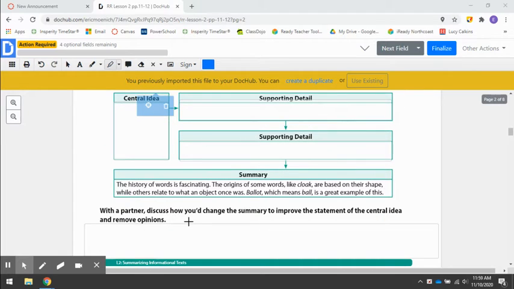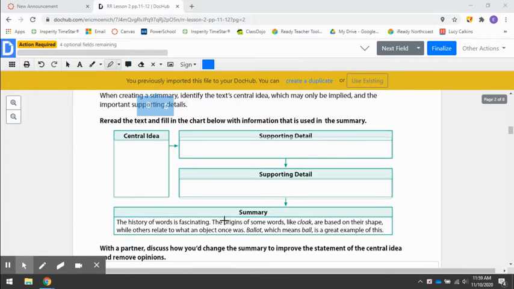The history of words is fascinating. The origins of some words, like cloak, are based on their shape, while others relate to what an object once was. Ballot, which means ball, is a great example of this. Okay, so from their summary, I know that a summary is basically central idea plus supporting detail plus supporting detail. So let me see if I can pull apart these sentences and figure out where they go.